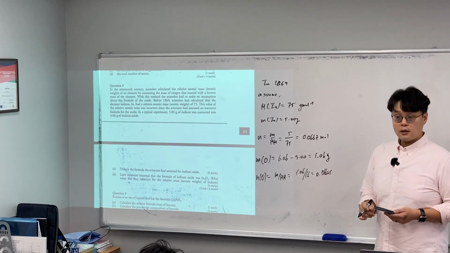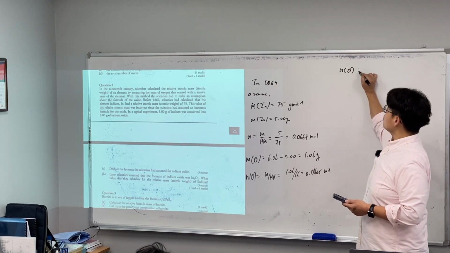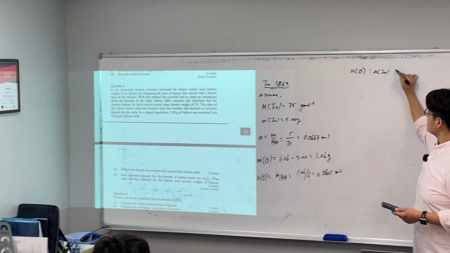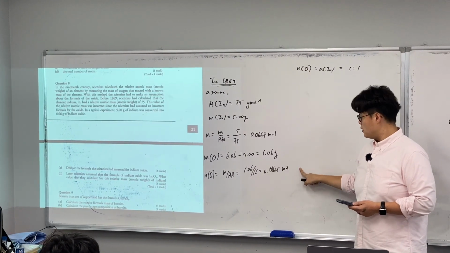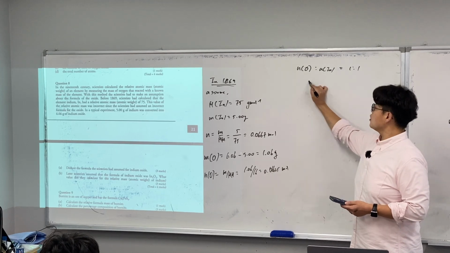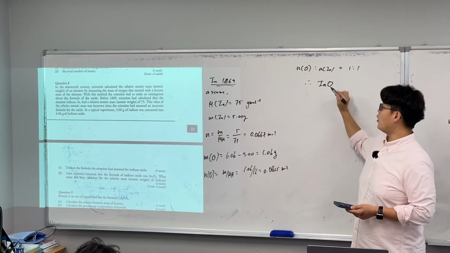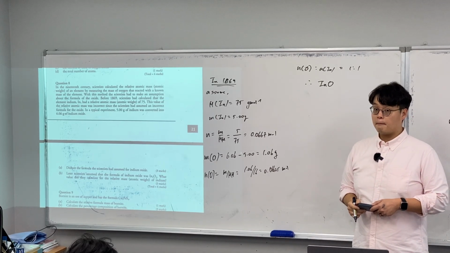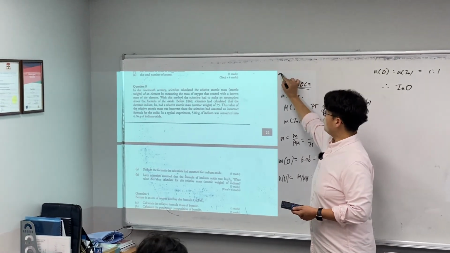0.06625. Which means the ratio of n of the oxygen to n of the indium, using the values in 1869, is approximately 1:1. So therefore, the empirical formula of indium oxide would be InO. Make sense? That's what they did in 1869 for question A.